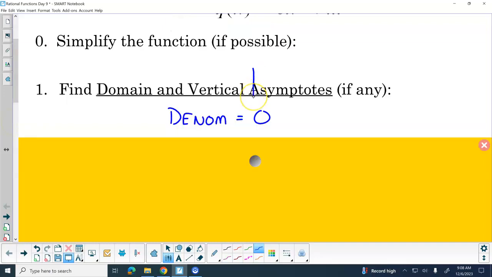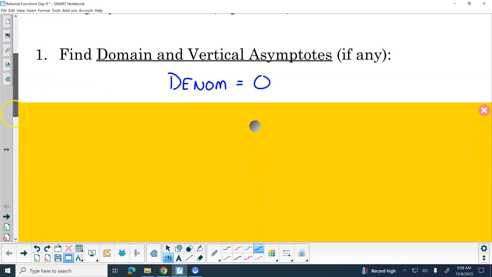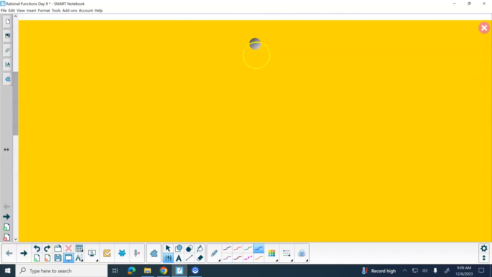Okay. Step 2. Horizontal asymptote. Whoa! What happened there? It kind of jumped on me. It's one of those days with BenQ, I can see.